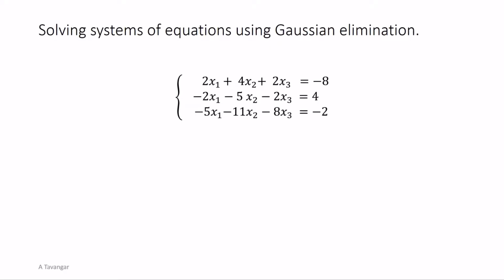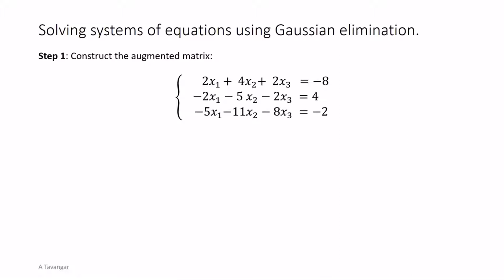Hello everyone, in this video we will solve a system of three equations in three variables using Gaussian elimination. Along the way we will also learn how to set up the augmented matrix for a system and how to reduce it to row echelon form. First, we need to represent the given system with an augmented matrix.